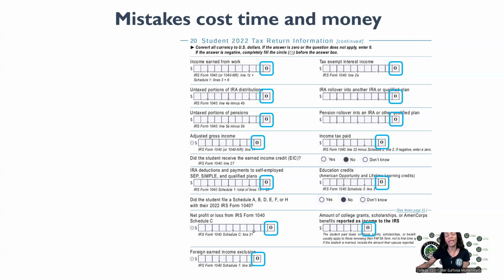We don't want to do anything that is going to cause the FAFSA to be kicked back and cause processing delays for the family. So please remember, do not leave any numerical fields blank in which you are required to complete. So that's the tip for today.